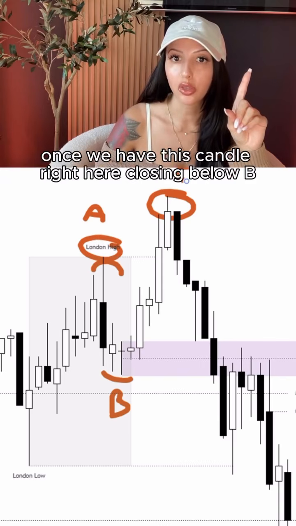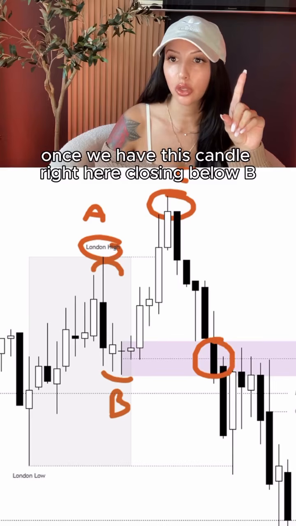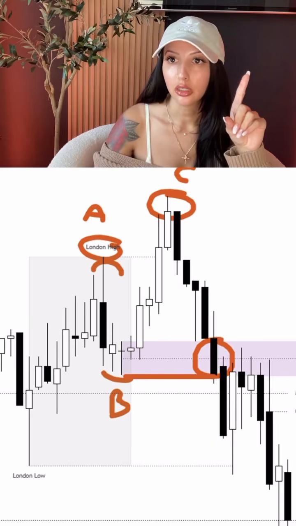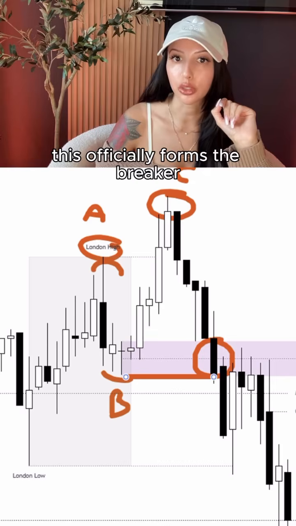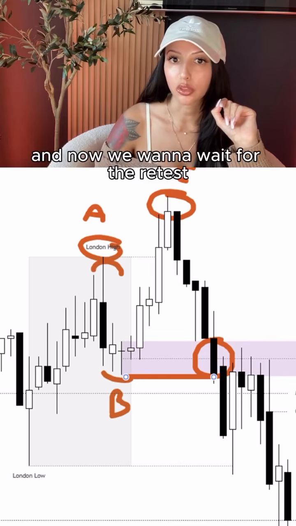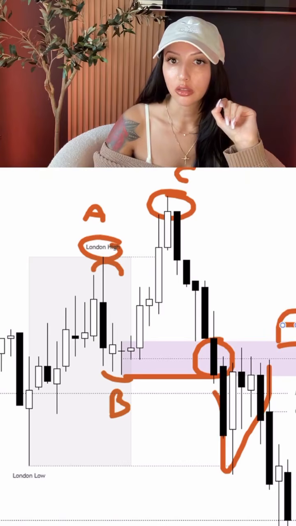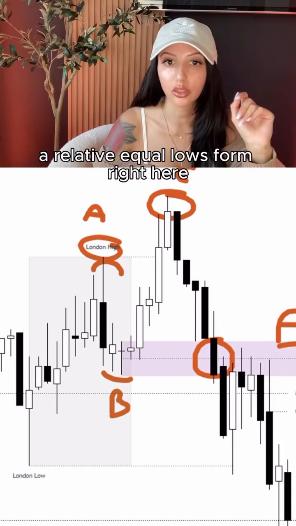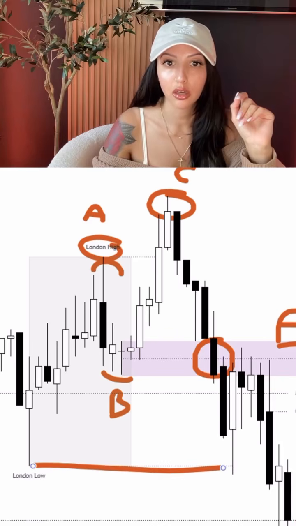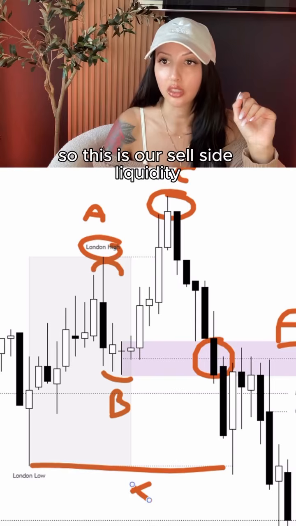However, once we have this candle right here closing below B, this officially forms the breaker. And now we want to wait for the retest, just like so, of forming E and a rejection. Relative equal lows form right here. So this is our sell-side liquidity.